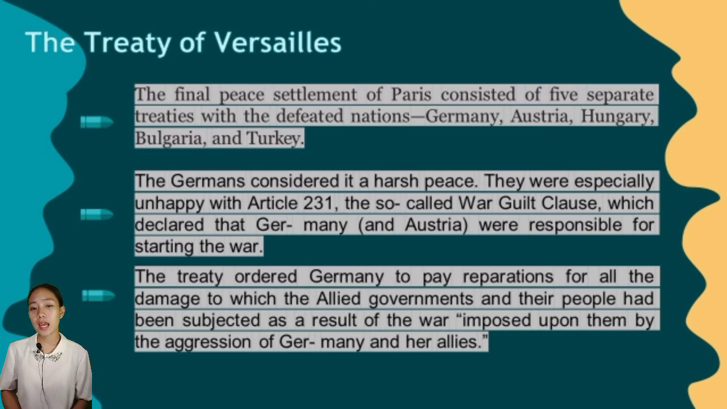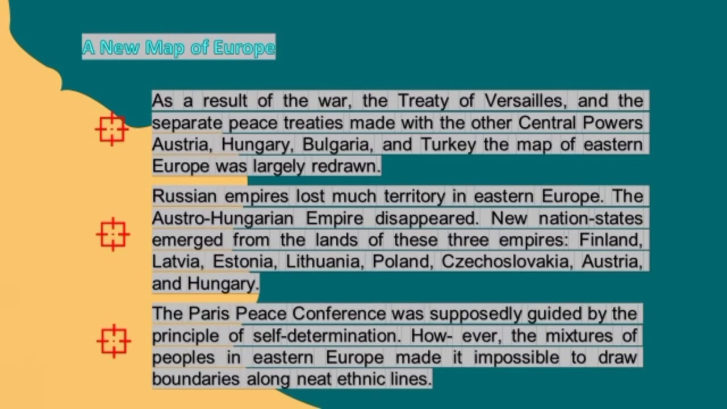They were especially unhappy with Article 231, the so-called War Guilt Clause, which declared that Germany and Austria were responsible for starting the war. The treaty ordered Germany to pay reparations for all the damage to which the Allied governments and their people had been subjected as a result of the war, imposed upon them by the aggression of Germany and their allies.